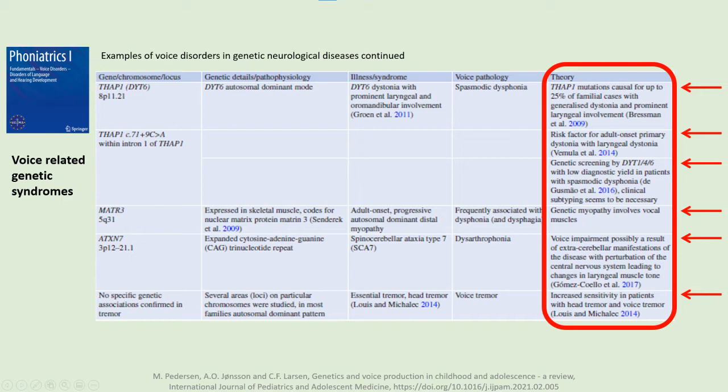Two genes are given: THAP1, DYT6, 8p11.21, THAP1, c.71+9C>A within intron 1 of THAP1, but there are many more related to spasmodic dysphonia. For all syndromes, the relation to the adolescent voice is important if the symptoms have manifested themselves at that time, and therefore deep learning is of great interest in these cases due to the big variation of voicing.